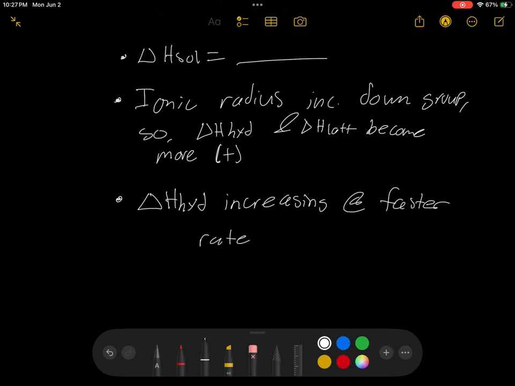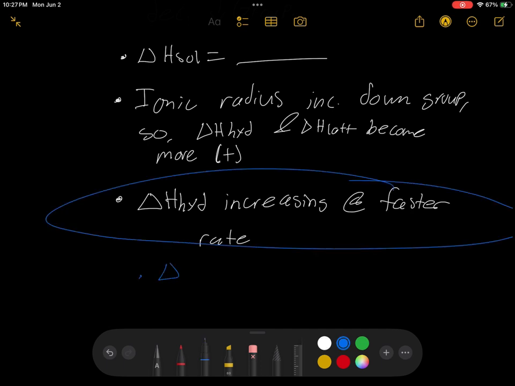If it asked why does the solubility of a certain type of compound increase down the group, instead of this last bullet, you would say that delta H lat increases faster than delta H hydration. That's all I got for this video.